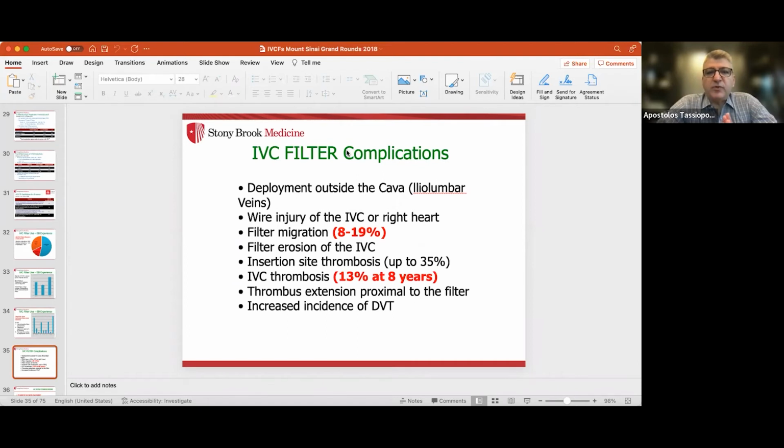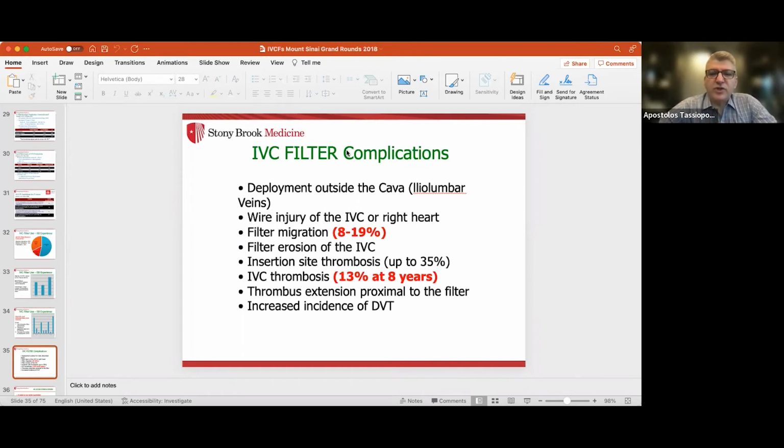So why do we care so much, and why are we against placement of IVC filters? There are a number of complications that are associated with IVC filters. I've listed some here. Deployment outside the cava, in the iliolumbar veins. I've seen that not infrequently. Injury from the inferior vena cava filter, particularly if you're going from a jugular approach. I had one of these cases myself, where a wire injury on the right heart caused pericardial tamponade in a patient. Filter migration, filter erosion of the IVC, that's a much more frequently recognized phenomenon now with the retrievable filters.